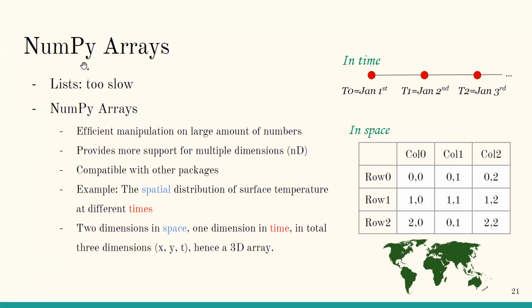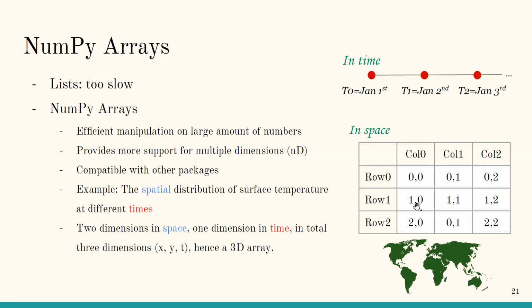Okay, so here, NumPy arrays. Of course, a list is too slow. I've just introduced the concept of the differences between list and NumPy arrays. It would be more efficient to manipulate a large amount of numbers. So if you have a large amount of, for example, 2D numbers in space, actually it's 3D, right? We have 3D space. It's not 2D space, but if you look at the map, it's giving you a 2D sense, okay?